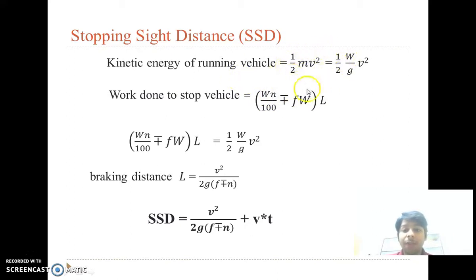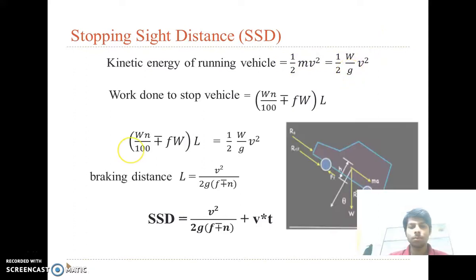It is equal to half mv square, and mass equal to weight divided by acceleration due to gravity. Now the question is how to calculate the work done. So friends, we all know that the work done is simply the force into displacement. The force is friction force plus weight of vehicle into displacement. Now how to calculate the weight of vehicle and the friction forces?